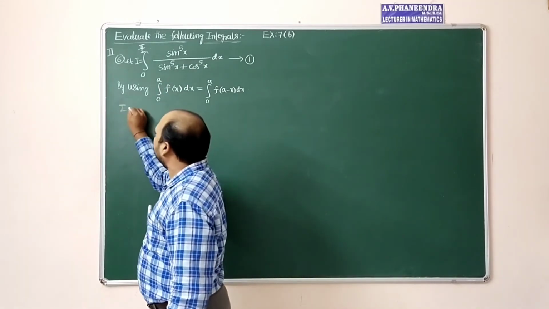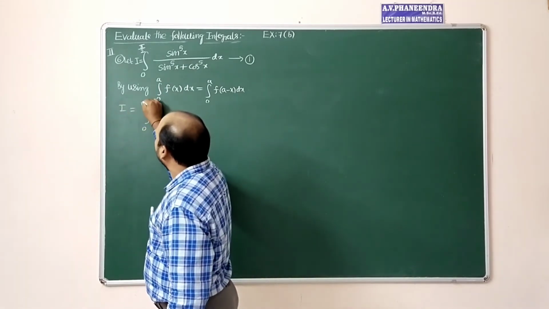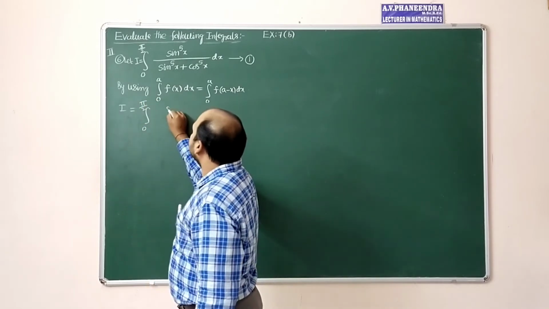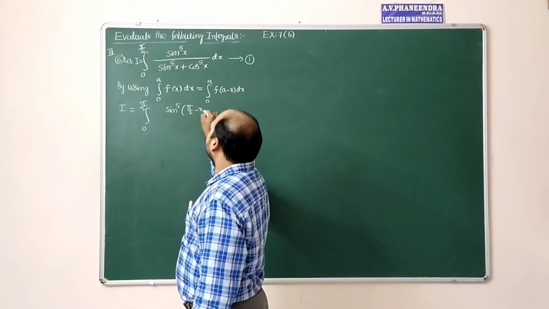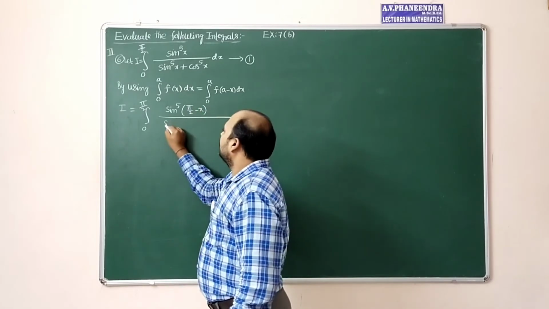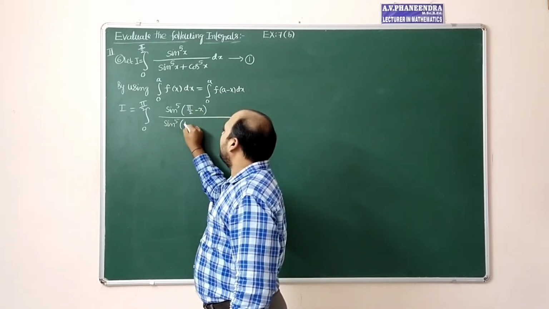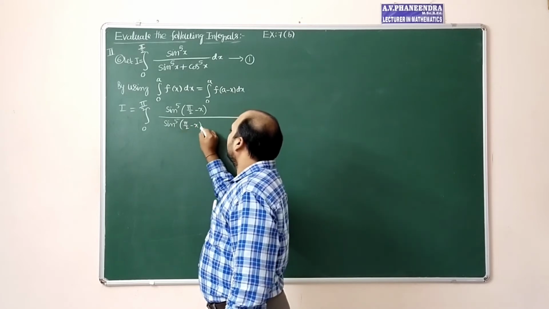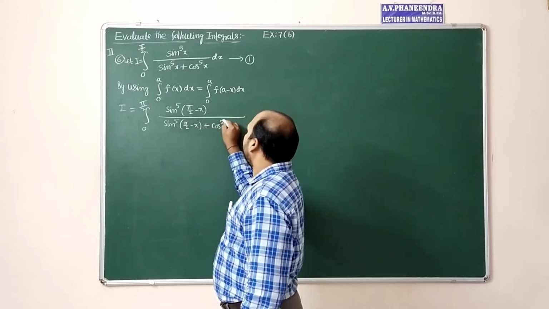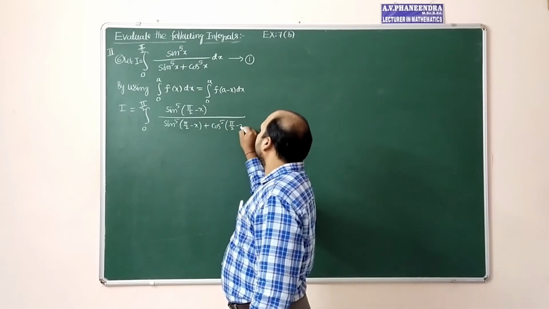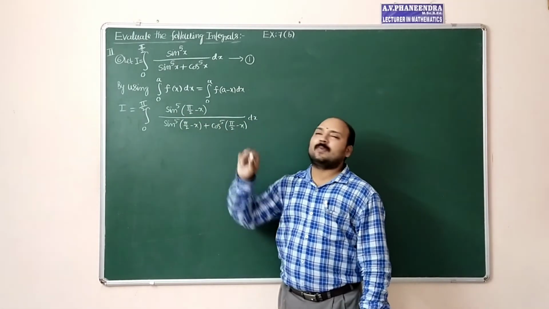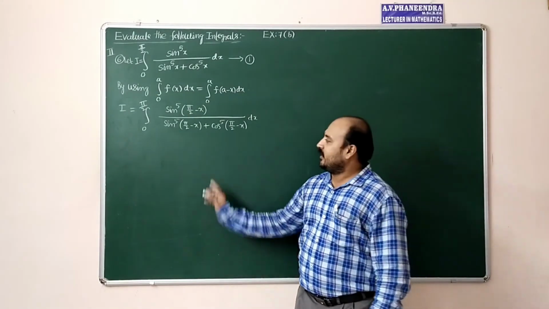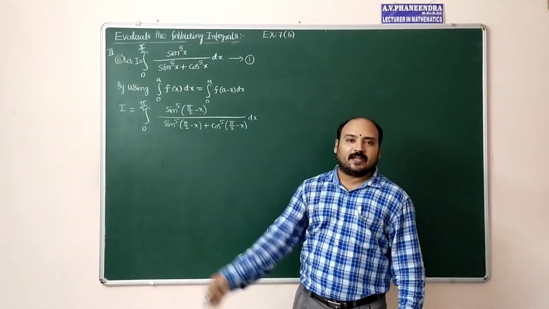So I is equal to integral 0 to pi by 2 of sin power 5 of (pi by 2 minus x) divided by sin power 5 of (pi by 2 minus x) plus cos power 5 of (pi by 2 minus x), into dx. We know that sin of pi by 2 minus theta is cos theta, and cos of pi by 2 minus theta is sin theta.